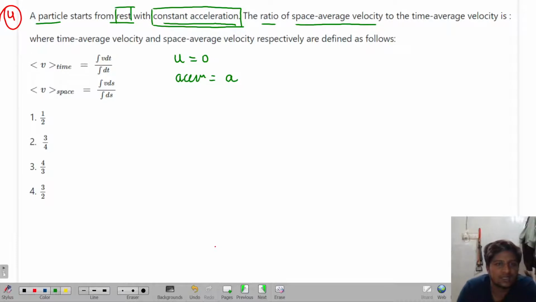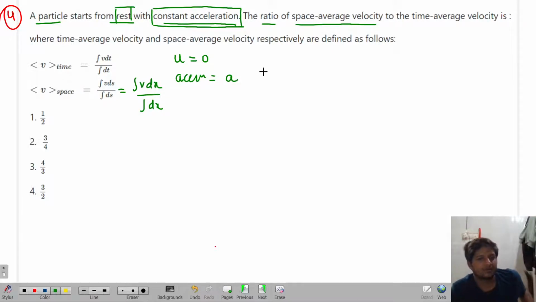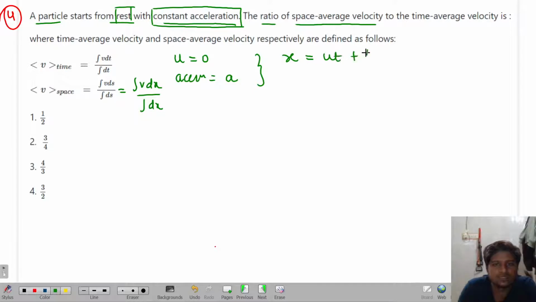Now try to understand. Here it is writing v dx, meaning I can write integral v dx divided by integral dx. After looking at this, 90% of the students will get confused about what this is. But look over here. I can write x equal to what? What is the formula of x? x is equal to ut plus half at square. Yes or no? Displacement is equal to initial velocity times time t plus half at square. So it will become half of a into t square, since initial velocity is 0. Now this is my x, half of a into t square. Now try to understand. Can I say that dx?